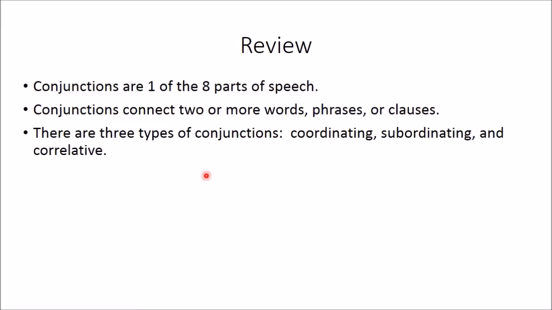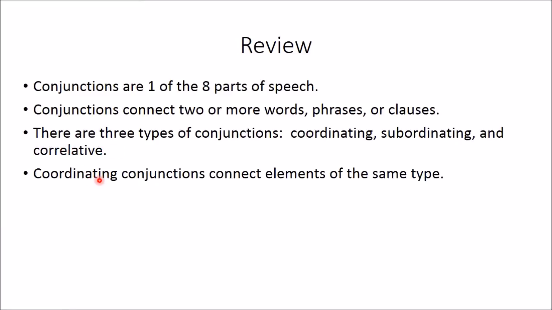So there are 3 types of conjunctions, as you know. We've been focused on coordinating, but there are also subordinating and correlative, which is what we're going to learn about today. Coordinating conjunctions connect elements of the same type. Like I said up here, if it's 2 words, it's going to be the same type of word, like 2 nouns. If it's 2 verbs, it's going to be 2 verbs. If it's 2 phrases, it's going to be 2 verb phrases or 2 prepositional phrases, and so on. Okay, elements of the same type.